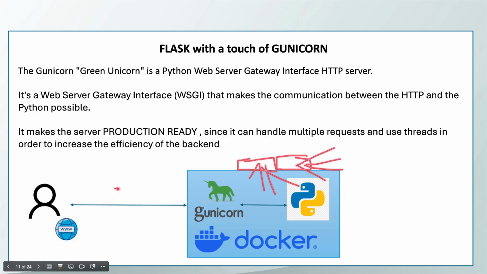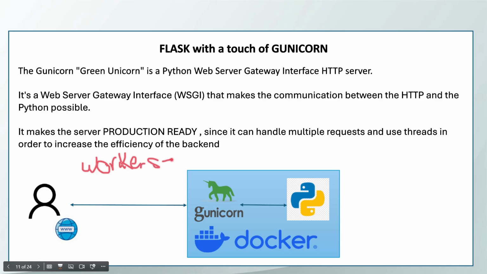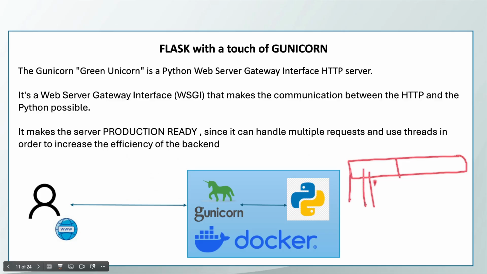For example, if I say I need the number of workers to be equal to 2, and then I want to have the number of threads equal to 4, this means that I want to have 2 cores, and inside each of them I would like to have 4 processes done all at the same time. This means that at each moment we can be sure that this container can process 8 requests.